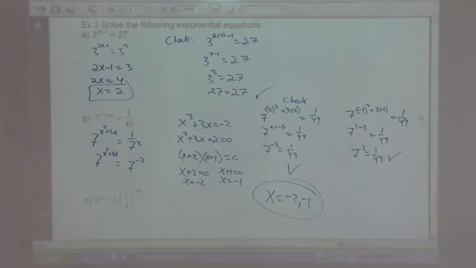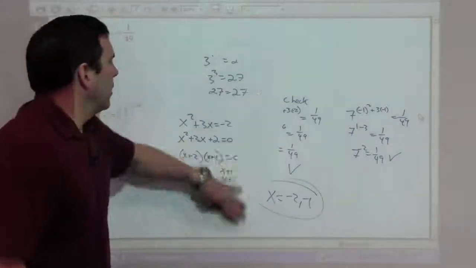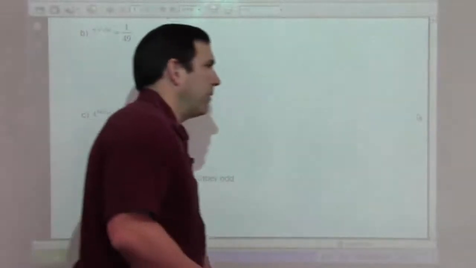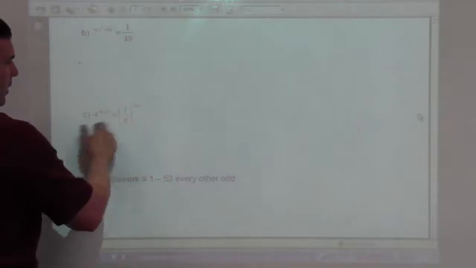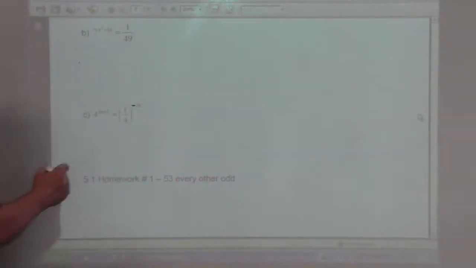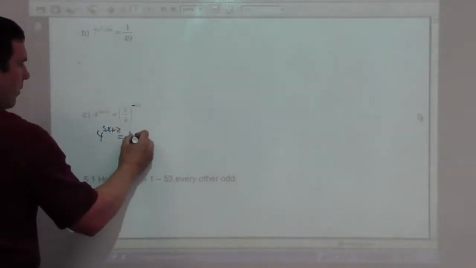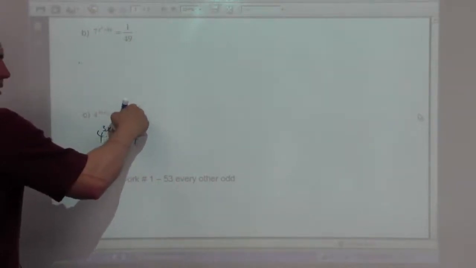I'm going to go on to the last part here, part C. So I'm going to have to erase it. Now for the last one here, 4 to the 3x plus 2 equals 1 over 4 to the negative, it should have been negative, not equals, negative 2x. So this is 4 to the 3x plus 2 is equal to 4 to the 2. See, it's 4 in the denominator now. Bring it up, change the sign.